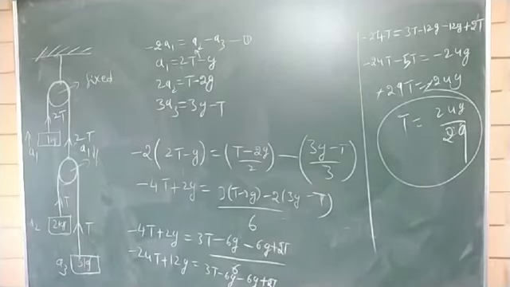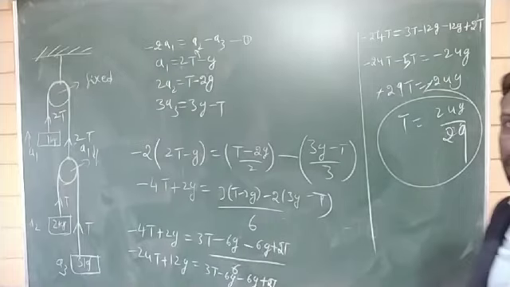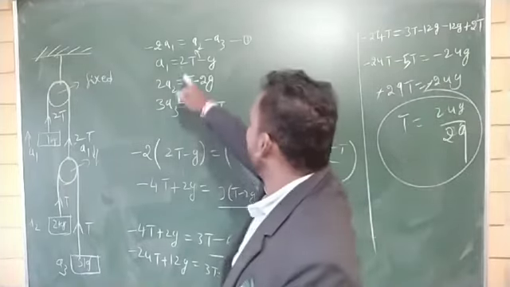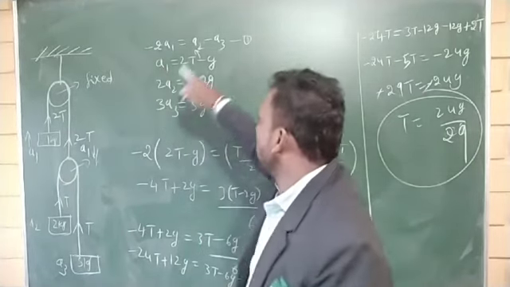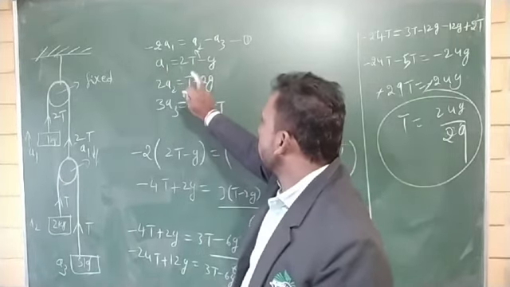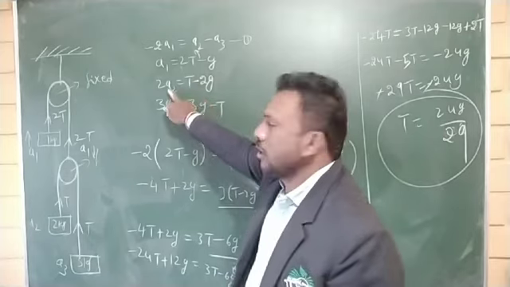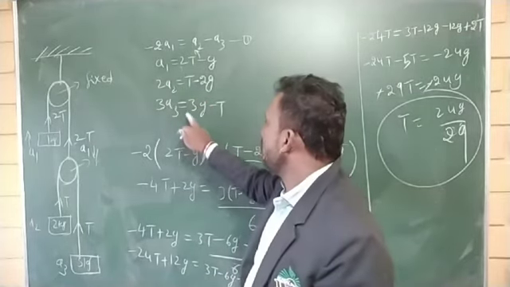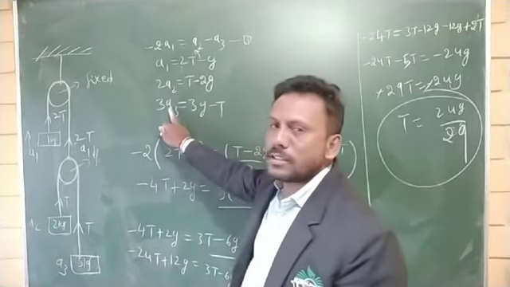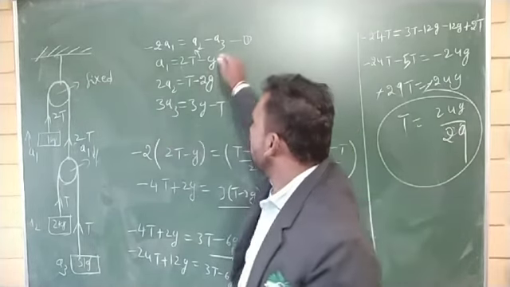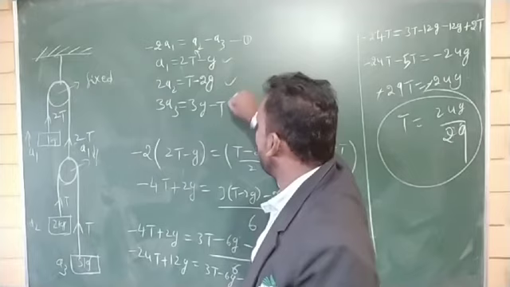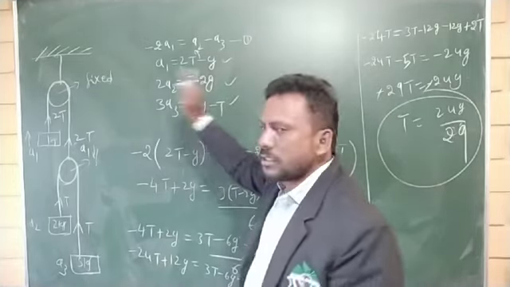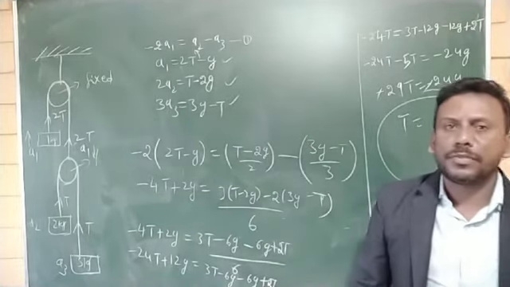If you want the acceleration, substitute the T value into this equation and you will get the acceleration A1. After that, how to calculate A2? Substitute the T value, you will get acceleration A2. Substitute the T value, acceleration A3. If they ask A1, substitute the T value. If they ask A2, substitute the T value. If they ask A3, substitute and simplify the equations.